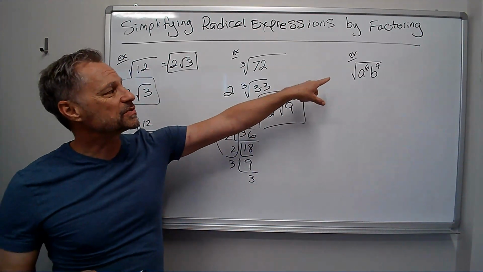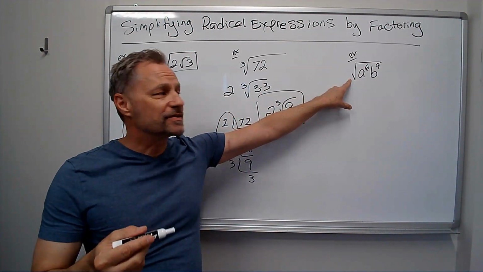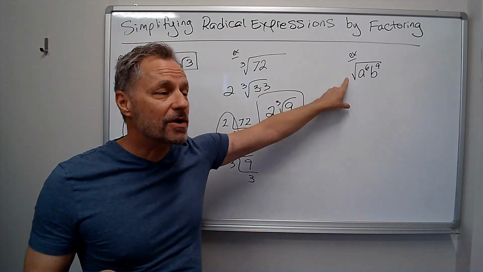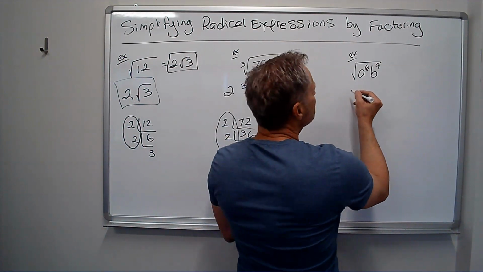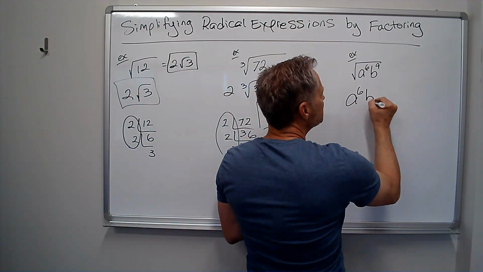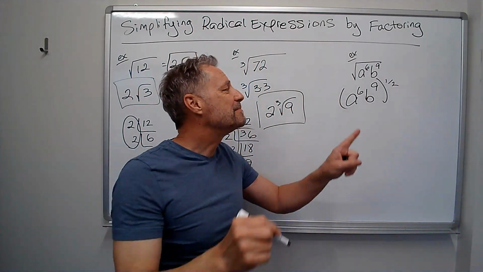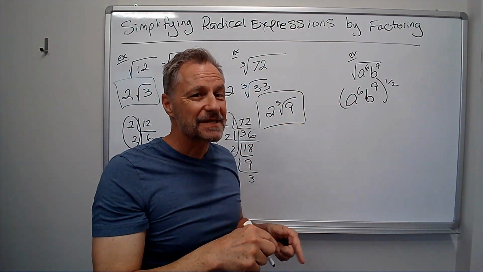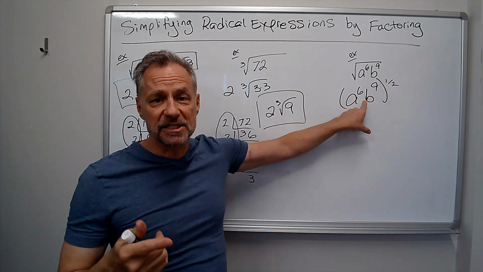And then one last one, I've got some variables here. Well, remember the square root is the 1/2 power. When I've got exponents, here's what I like to do. Because this really means this. It means a to the 6th, b to the 9th, but to the 1/2 power. And remember, I multiply those. So the way I look at it, 6 times a half is just dividing 6 by 2.